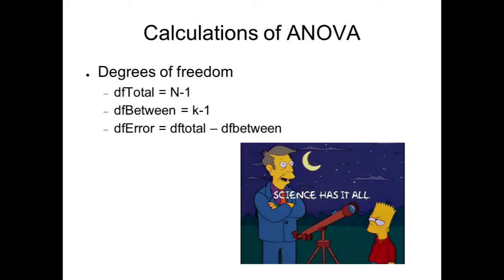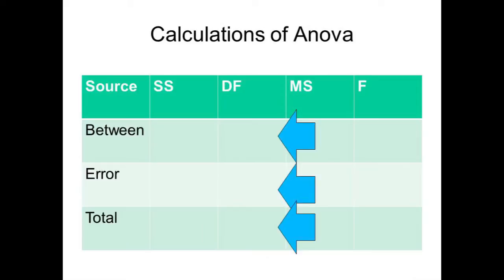And then our degrees of freedom error is, again, just going to be the degrees of freedom total minus our degrees of freedom between. So just like with sums of squares, the DF error is the one that's the pain in the butt, so we're going backwards to get it. And then once we have each of those, they just go in here.